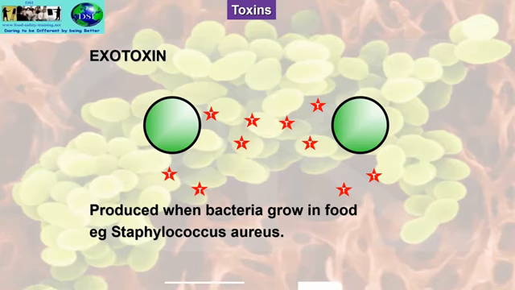Like when we grow, for example, we give off feces and urine. They are poisons to other animals. These are poisons to us, and exotoxins from Staph aureus.